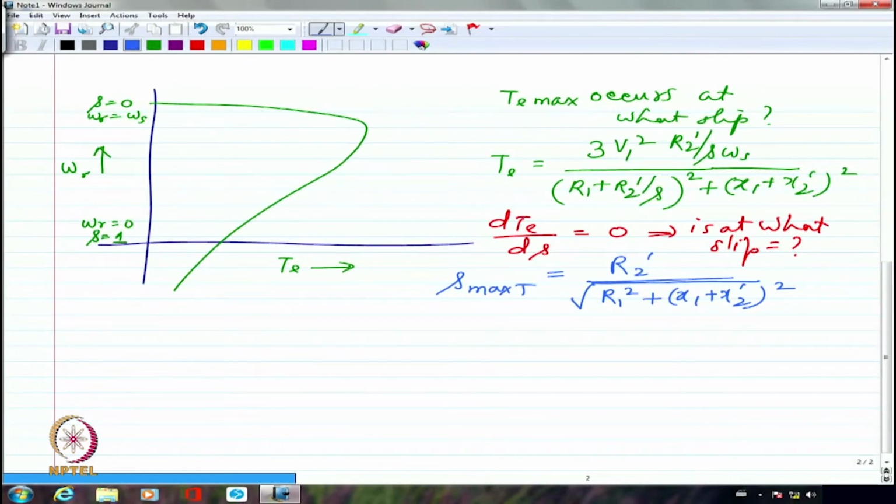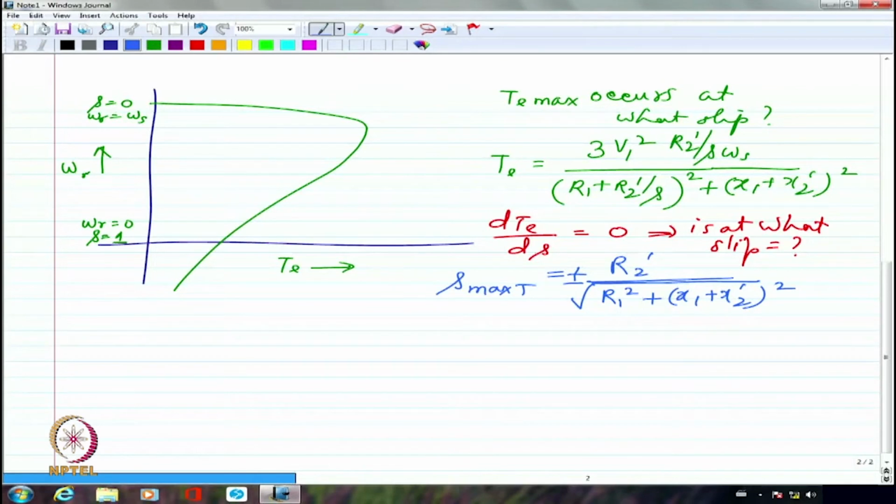Right? In fact, you will get S square equal to R2 square divided by the rest of the expression, because of which I should be able to write this as plus or minus actually. Please note, the slip is positive at some torque T max. The slip can be negative also at some other torque T max, but the T max will in all probability be minus T max, which means there will be a mirror image kind of characteristics on either side.